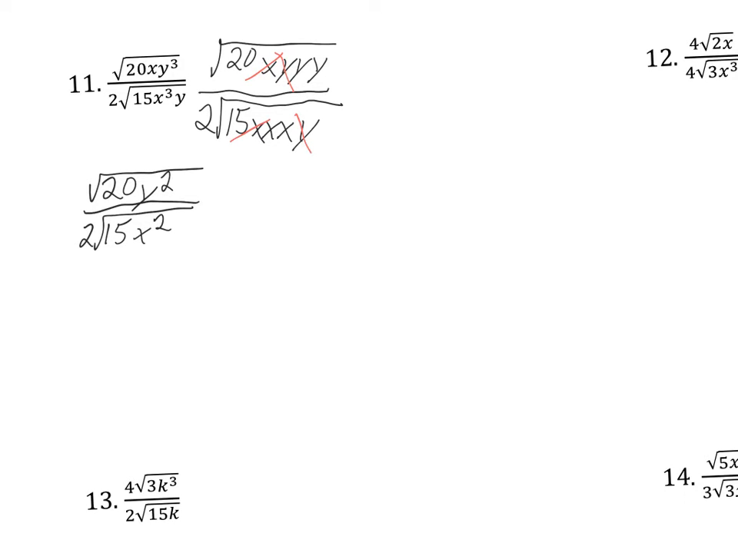Now, we can simplify this a little bit more. Can't we do something with both of these numbers, the 20 and the 15? They're both under the radical, so that tells me that I'm allowed to go ahead and simplify those too. So I'm going to have 20 and 15. What goes into both of those? They both have a 5. So I could say that this is radical 20 divided by 5 gives me 4y to the second over 2 radical 3x to the second.